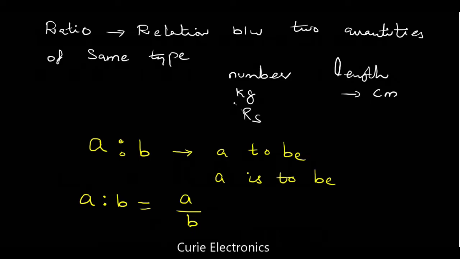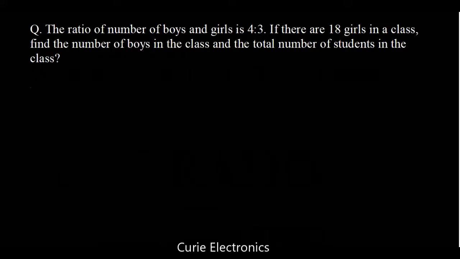With this background, let's try to solve the problems. The ratio of the number of boys and girls is 4:3. If there are 18 girls in a class, find the number of boys in the class and the total number of students in the class. So here we have a ratio of boys to girls. It is in the ratio of 4:3.